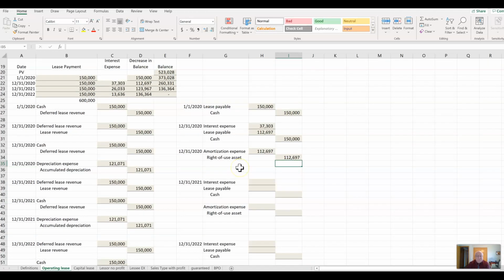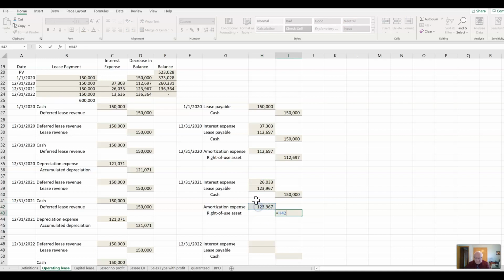Okay. So with this, then the interest expense on the next one is the 26,033. And then you have 123,697. And of course, then this one is equal to the 150,000. And your amortization expense on this would equal the 600,000 divided by 4 minus the 26,033.